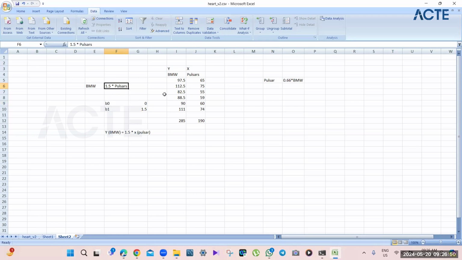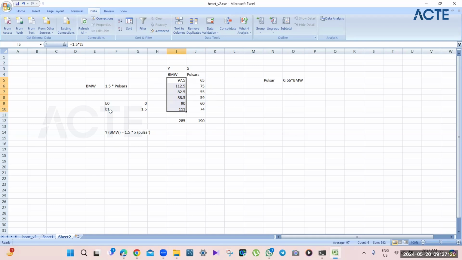So here 1.5 is more than 0.6, so we considered BMW as the dependent because BMW's value depends on Pulsar and Pulsar is an independent variable. There could be any value of Pulsar, but the BMW's value is always linked with some equation. So this value always depends on this value. Whatever the input here, this will be the output. And that is what a linear regression equation is.